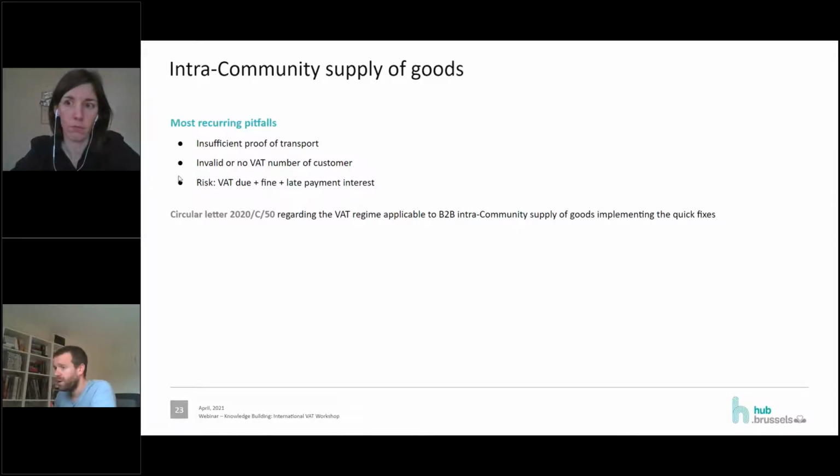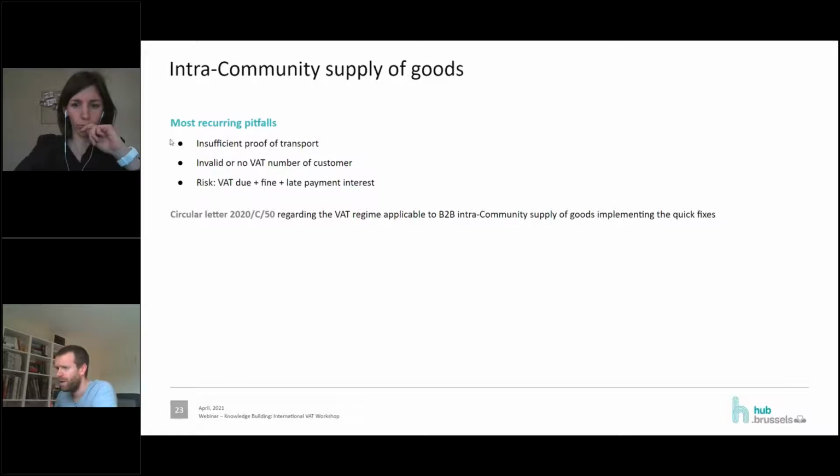Second point is also, as I told you, really important. Sometimes you will report transactions for which the VAT number of your counterpart is actually not valid. That can also be a showstopper in the sense that you will not benefit from the exemption in case the VAT authority finds out that this VAT number is invalid, because that is one of the now substantive conditions to benefit from the exemption. Again, the risk, I stated it: the VAT would be due, fines, and late payment interest.